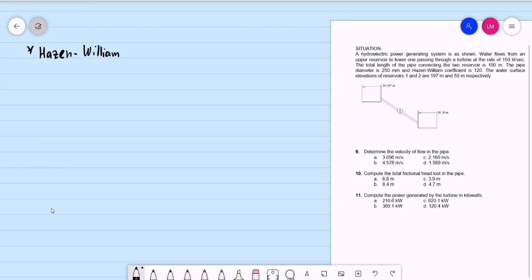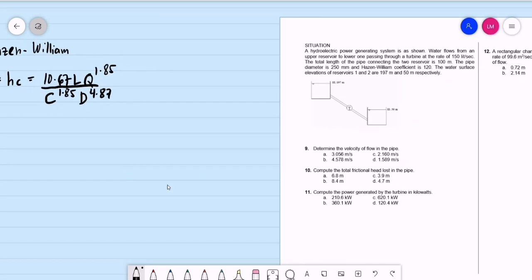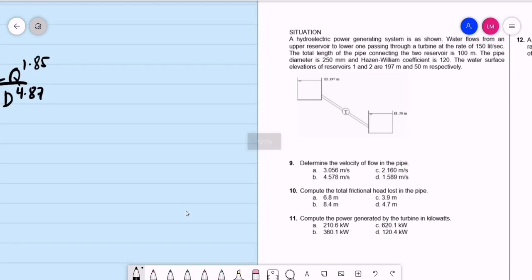Okay, for the Hazen-Williams formula, we may express the head loss, in some references using h sub C, as equal to 10.67 multiplied by the length, the discharge raised to 1.85, all over C, the pipe constant or the Hazen-Williams coefficient, raised to 1.85, then the pipe's diameter raised to 4.87. So let's have this past board exam problem in the civil engineering board exam.